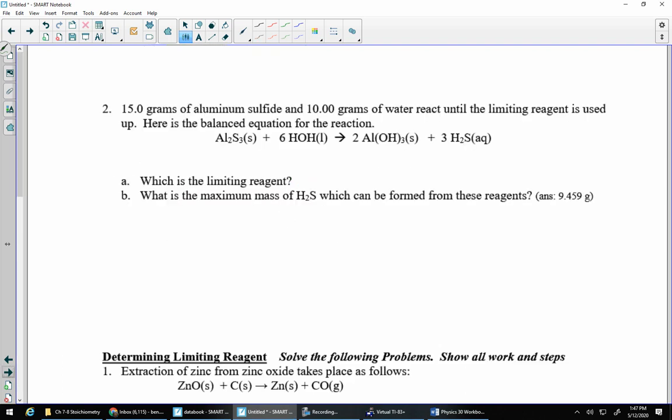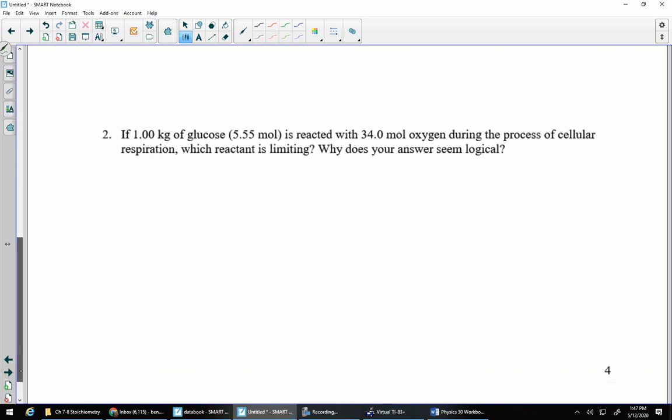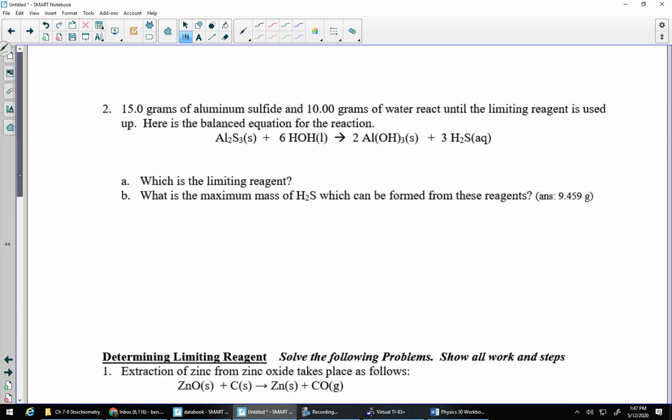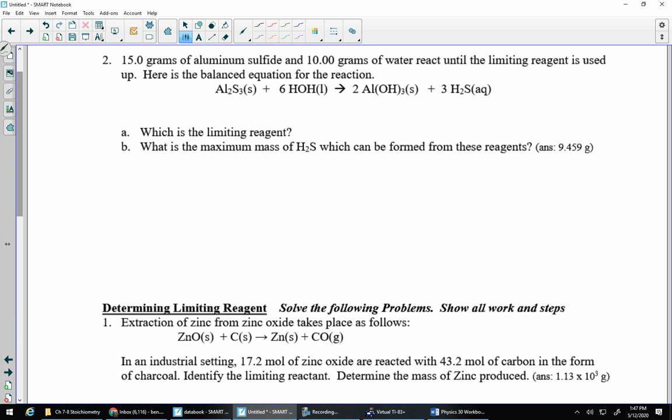Let's try out one more full-on, tricky, kind of challenging one. This is page 4, okay. So we've got 15 grams of aluminum sulfide and 10 grams of water react until the limiting reagent is used up. Here's the balanced chemical equation. Nice, that one's already done for us. What is the limiting reagent? What is the maximum mass of H2S which can be formed from these reagents? So we're looking for the mass of this.